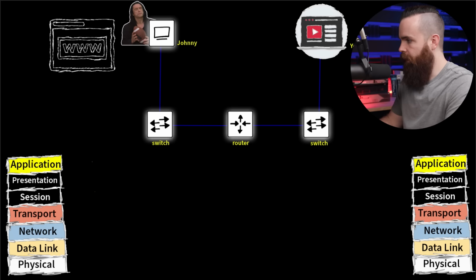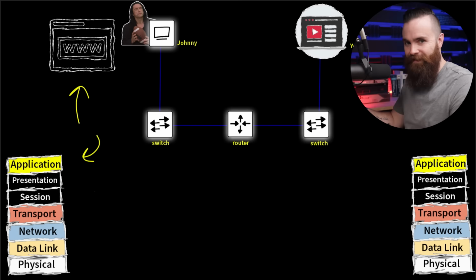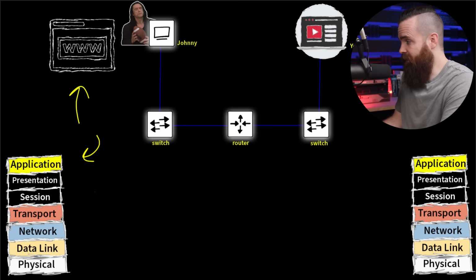So Johnny fires up his web browser and he begins to type in youtube.com, and this is where the OSI model comes into play, the application layer. And also keep in mind this does apply to the TCP/IP model, the model we actually use, which is the same as this except we don't use the presentation and session in that model. But the concept of these layers does not go away in the TCP/IP model, which is why we're going to talk about them right now.